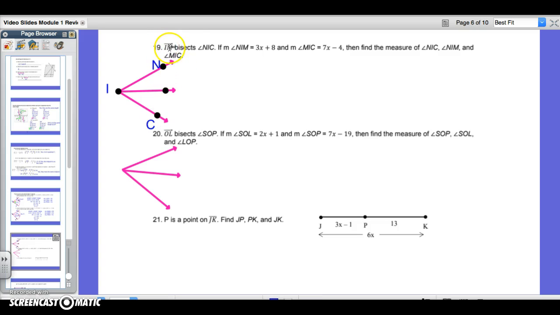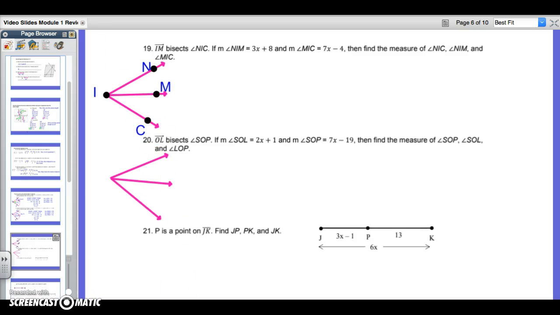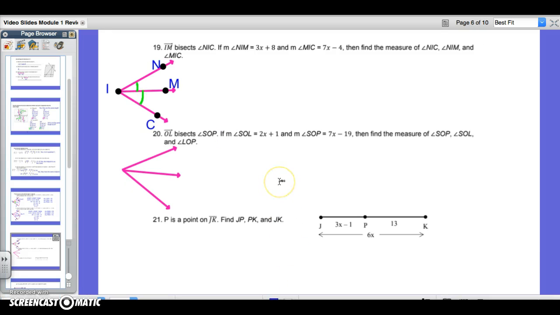Now it says IM bisects. So there's an M right here, and it bisects it. Bisect means that it's going to cut it into 2 equal angles. So let me decrease this size a little bit. So what that means is this angle right here is congruent to this angle right there. So we have some information, and we're actually going to use that those two are equal to each other in order to solve.